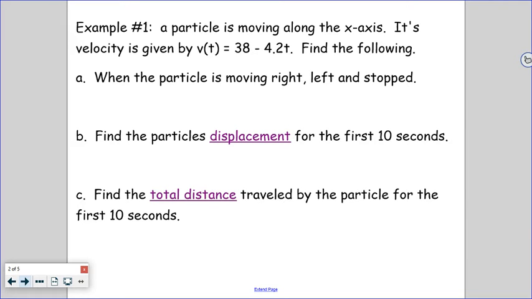We've talked displacement before. We've talked total distance before and the difference between them, but we will continue to remind ourselves what those are. We haven't talked particle motion in a while, but remind ourselves of part A. What is it that tells us right, left, and stopped? Yeah, the velocity specifically being positive, negative, and 0.